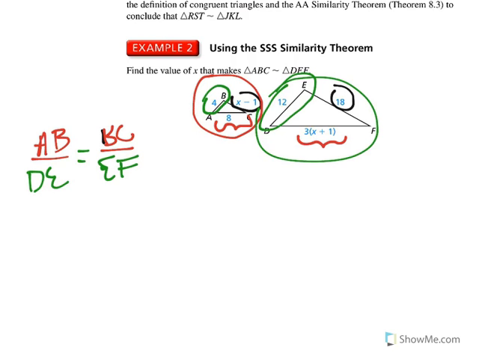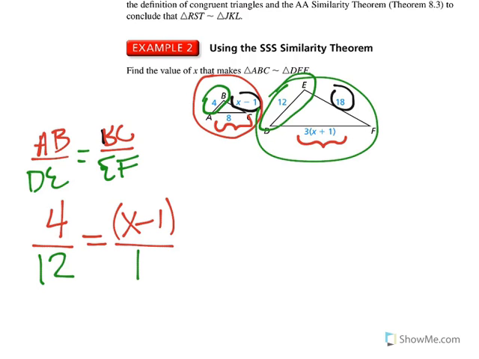And that's going to allow me to find out what my x value is. I know that AB is 4. I know that BC is (x minus 1), and I'm going to put that in parentheses because anything with two terms has to have parentheses. DE is 12 and EF is 18.